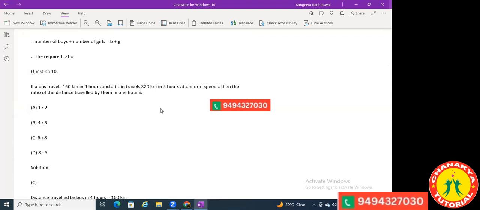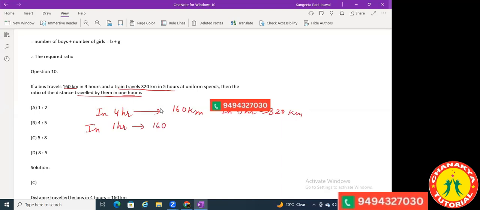If a bus travels 160 kilometers in 4 hours, that means the bus is traveling 160 kilometers in 4 hours. Another thing is saying a train travels 320 kilometers in 5 hours. That means in 5 hours, the train is traveling 320 kilometers. Then the ratio of distance traveled by them in 1 hour. What is the ratio of the distance which they are traveling in 1 hour? So we will find for the bus in 1 hour how much the bus will travel.